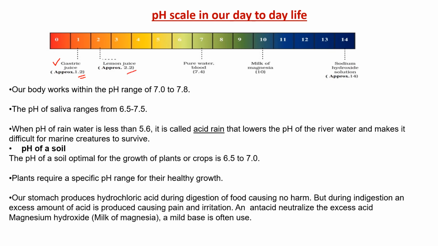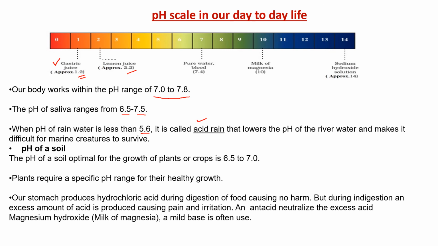Now let's see how this works. Our body works within the pH range of 7.0 to 7.8. It is a very narrow range, right? And our body works in this range. The pH value of saliva ranges from 6.5 to 7.5. Then the pH of rainwater is less than 5.6. If the pH of rainwater is less than 5.6, we call it acid rain, right?